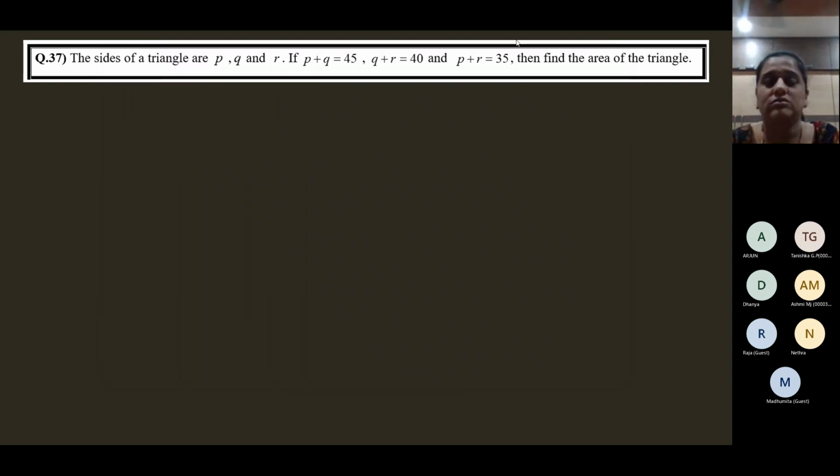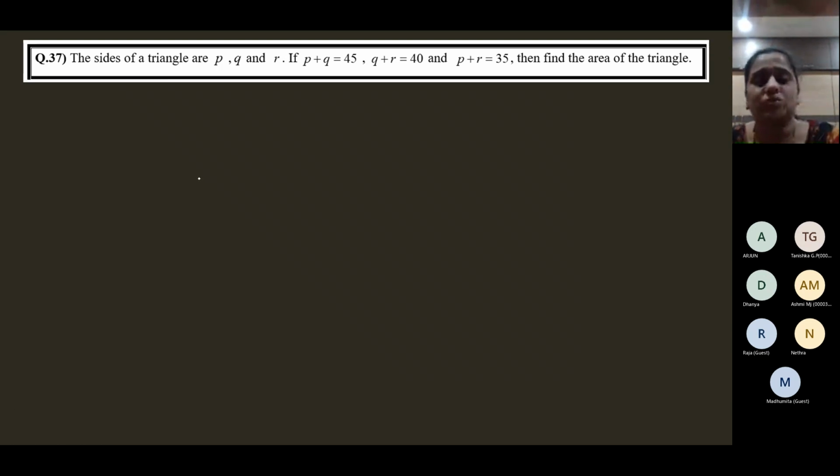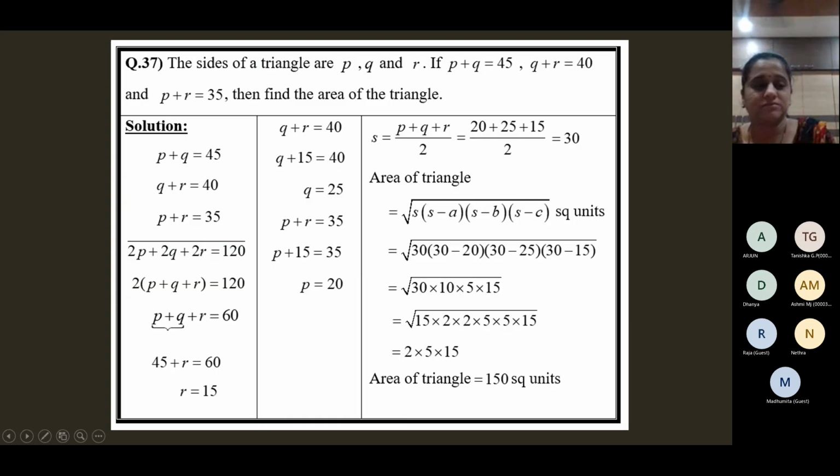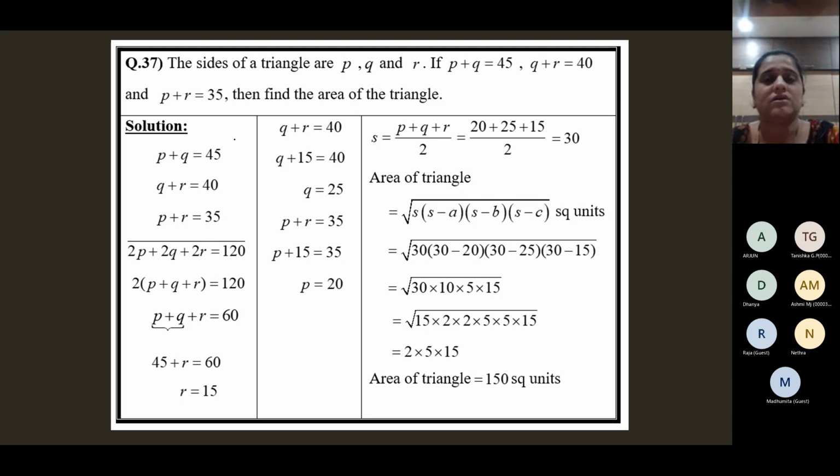So in this class, we are continuing with Heron's formula. In this question, the sides of a triangle are P, Q, and R. If P plus Q is equal to 45, Q plus R is equal to 40, and P plus R is equal to 35, then find the area of the triangle. Please look at the screen, children.